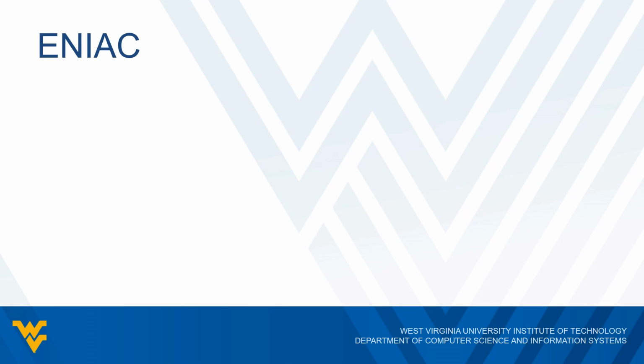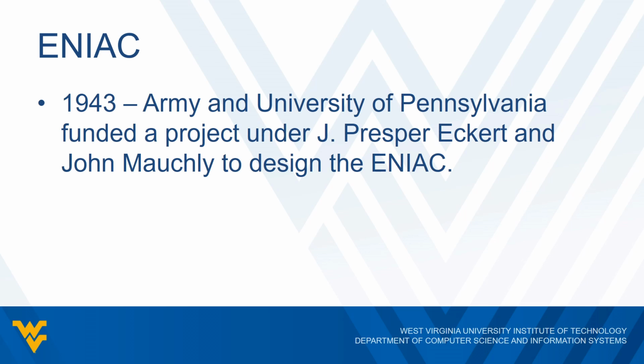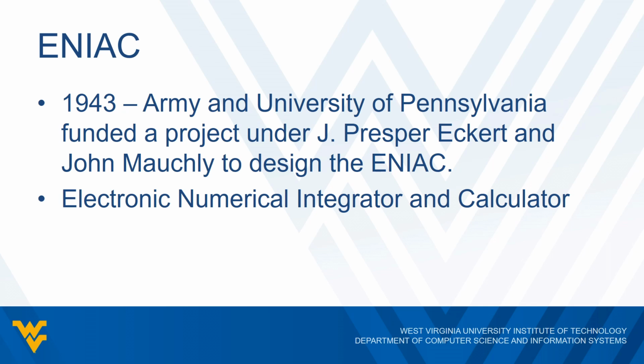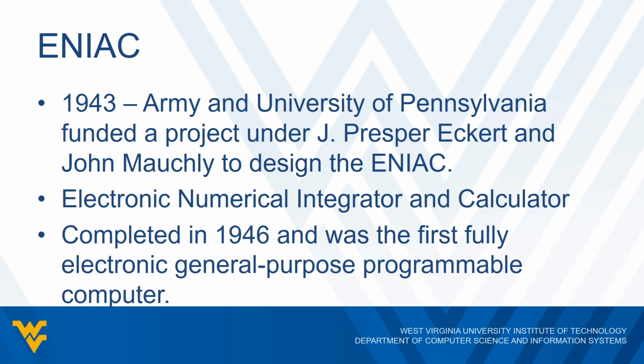Around the same time, a more powerful machine was being developed. In 1943, the Army and the University of Pennsylvania funded a project, led by J. Presper Eckert and John Mauchly, to design what was called the ENIAC. Okay, well, what's the ENIAC? Well, it's the acronym for the Electronic Numerical Integrator and Calculator. This was completed in 1946, and it was the first fully electronic general purpose programmable computer.